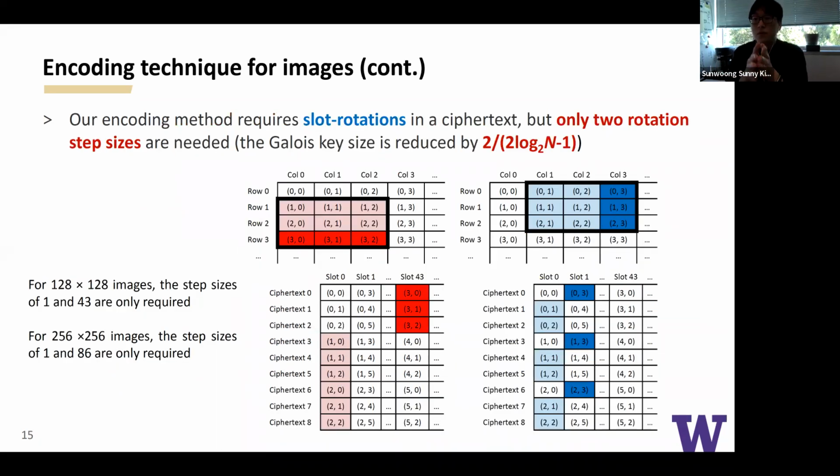And the proposed encoding technique generates another issue. In particular, when a window moves, the positions of the pixels that need to be processed together become different. When homomorphic operation is performed on ciphertext, a slot-wise operation is performed, so the slot location must be the same. To solve this problem, the slot rotation function, that is one of the homomorphic encryption functions, is used. And in the proposed encoding technique, only 2 rotation amounts are required. So the Galois key size for the slot rotation function is small.